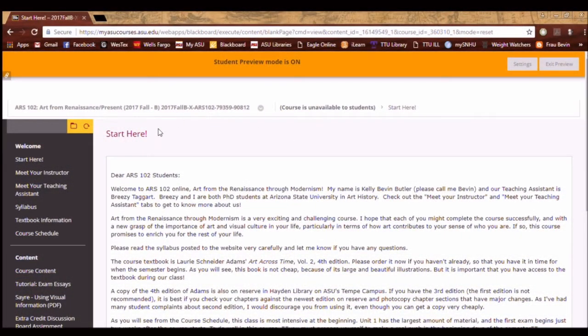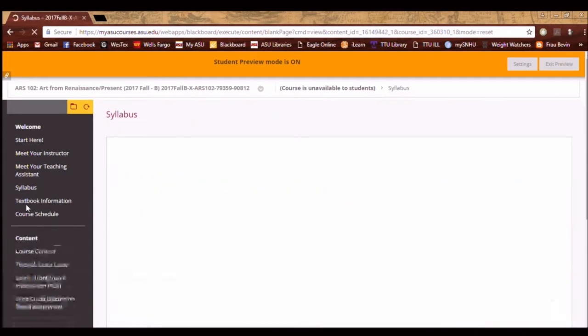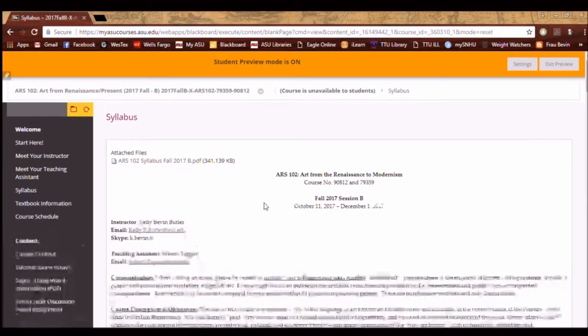So here we are on the Blackboard. This is the Start Here and this is what I'm going to refer to as the left-hand navigation bar. You'll hear me call it that throughout the class. So now we're under Start Here. I want you to look through Meet Your Instructor, Meet Your Teaching Assistant, and the rest of these, but let's take a look at the syllabus together real fast.